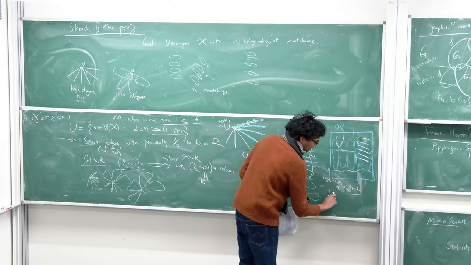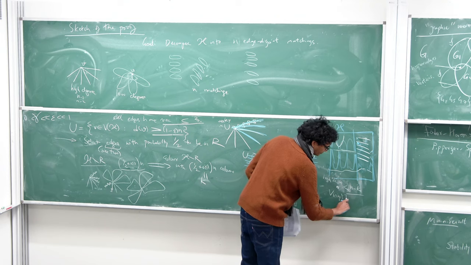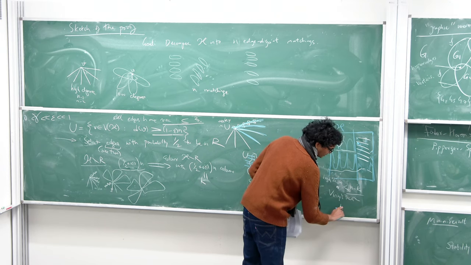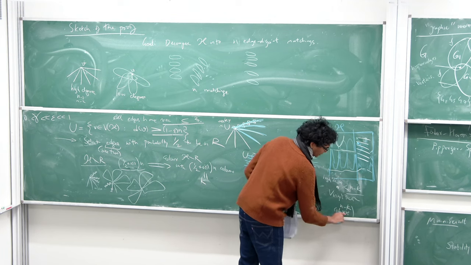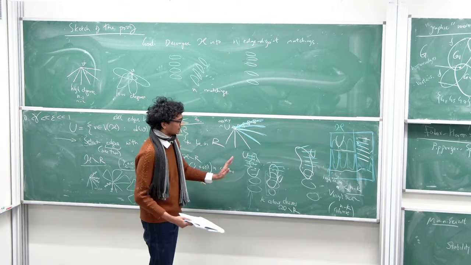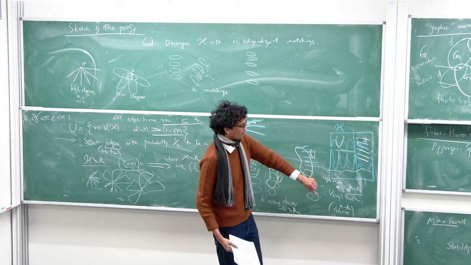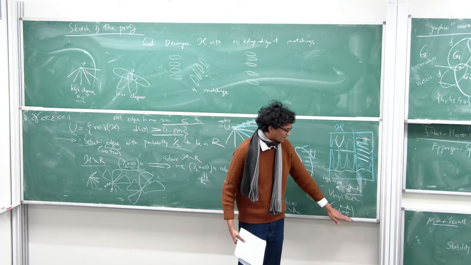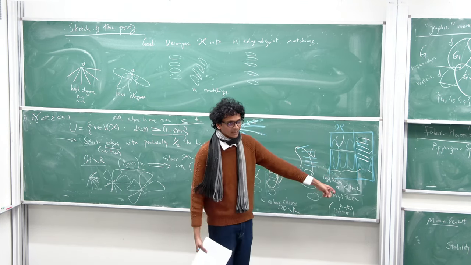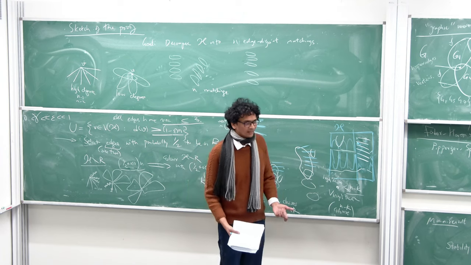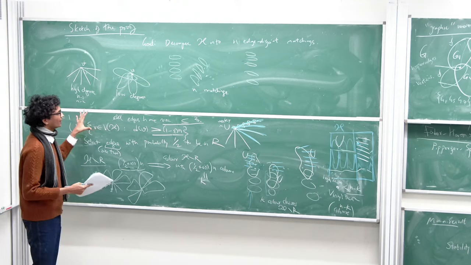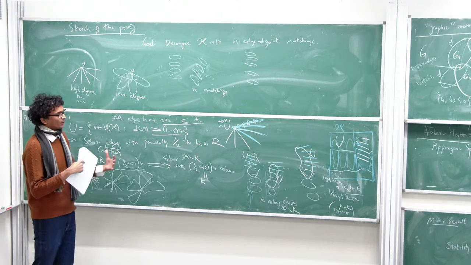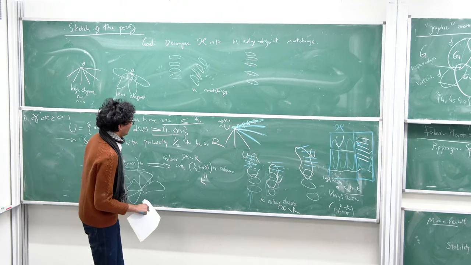Now you apply Vizing's theorem, and you can color your leftover graph with n minus k colors. Okay, so you used k colors here, and the leftover graph you color with n minus k colors. So k plus n minus k, you used only n colors. So that's the idea for coloring edges when the edges are bounded.